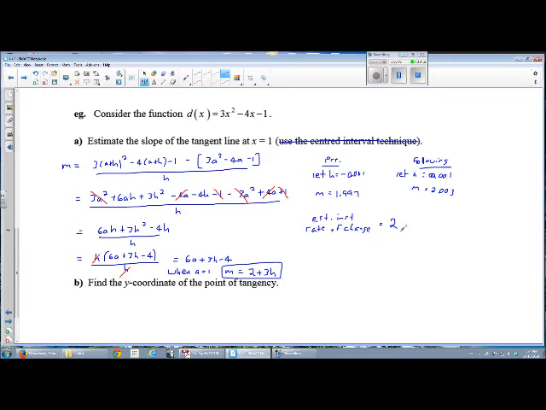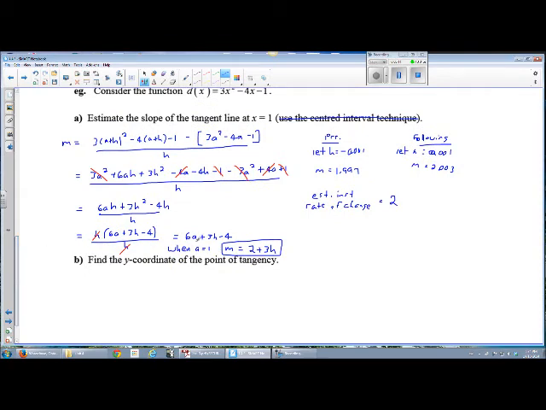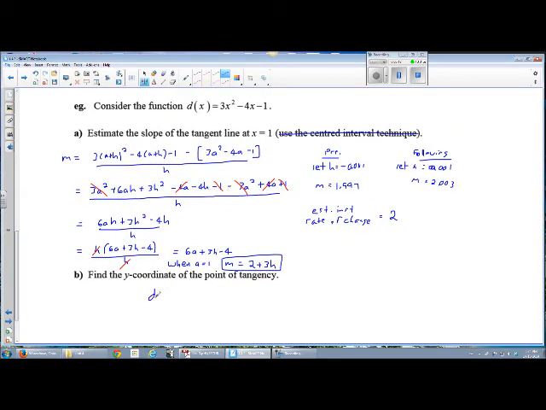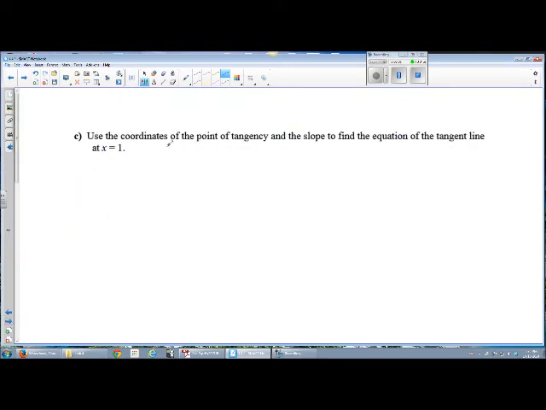So we have to hold on to that value for a minute. We want to find the y-coordinate of the point of tangency, so the y-coordinate is d of 1. If we're finding the slope of the tangent at x equals 1, the point of tangency is where the tangent line would touch this curve, and the y value is negative 2. Therefore, the point of tangency, let's call it A, just for fun, is (1, negative 2). So now we're going to need this instantaneous rate of change and this point in order to find the equation of the tangent line at x equals 1.